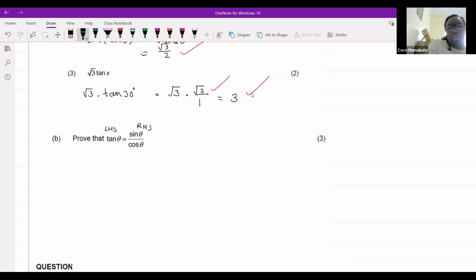All right, so I'm going to now start using the right-hand side. I'm going to use the right-hand side to prove that the right-hand side is equal to the left-hand side. So I'm going to start by saying the right-hand side is equal to sine of theta over cos of theta. Now according to SOHCAHTOA, we should know what sine of theta and cos of theta are.